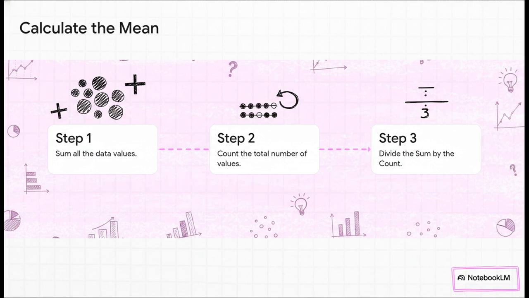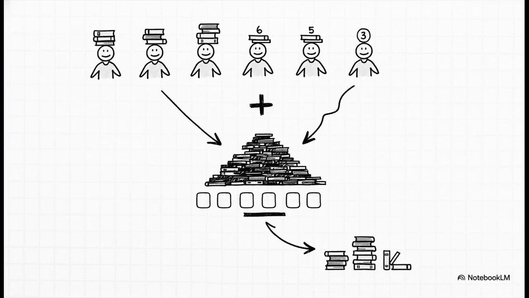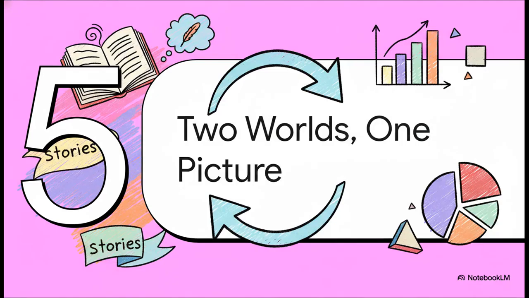First, you add up all the values you have. Second, you count how many values there are. And third, you just divide that big sum by the count. That's it. Let's run a super quick example. Imagine 6 friends read 4, 2, 6, 1, 5, and 3 books this month. Okay, we add all those up and we get 21. Then we just divide that by the 6 friends, and voila, the mean or the average is 3.5 books. Simple as that.